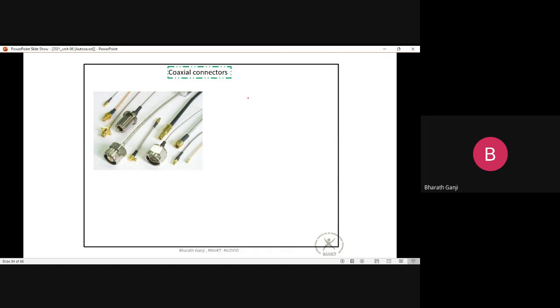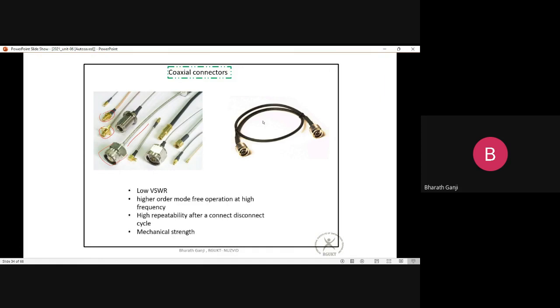So there are various coaxial connectors. As you can see, these are coaxial cables, and they are connected to some connectors so that you can connect them to circuits and all. Every coaxial cable usually has a connector. There are both female and male connectors which they use.